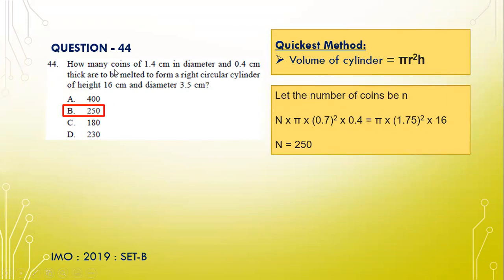Pi into, diameter is 3.5, what is the radius? 3.5 upon 2, which is 1.75, square into what is the height? Height is 16, into 16. So if you do this calculation, n will be 250. Pi will get cancelled. And if you divide 1.75 square into 16 by 0.7 square into 0.4, you will get number of coins n as 250.